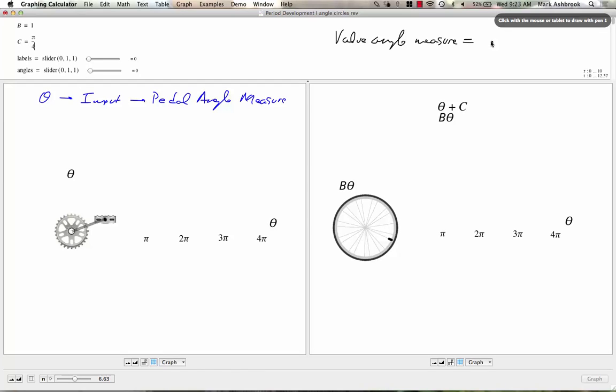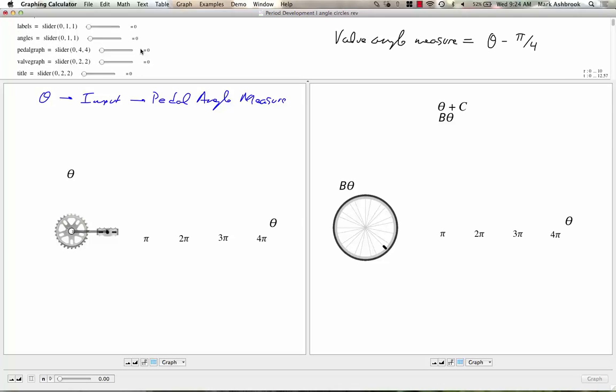All right, so the formula will be, hopefully you were thinking that, or you wrote that. It's always lagging behind pi over 4 radians. So to get its measure, you're just going to subtract pi over 4 from the pedal angle measure. It's always lagging behind pi over 4. So then the question is, are we doing sine or cosine now? Vertical height or horizontal position? Vertical height.